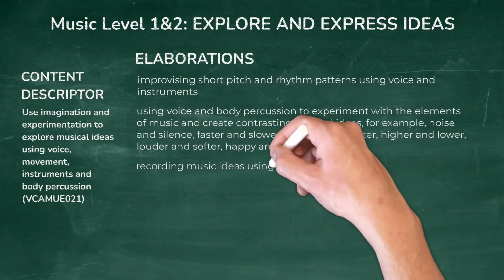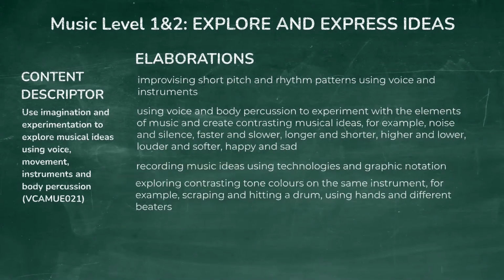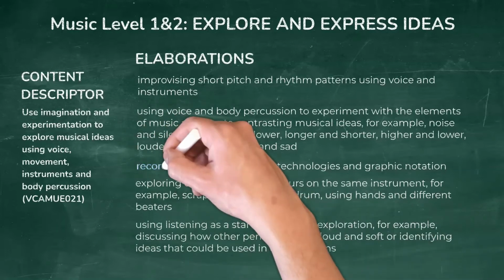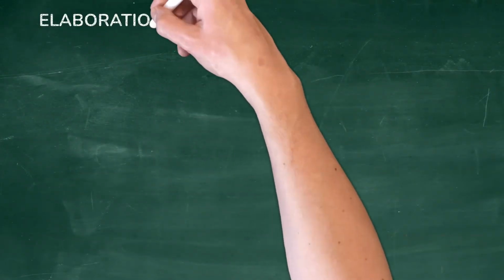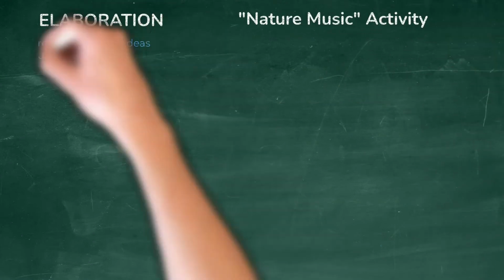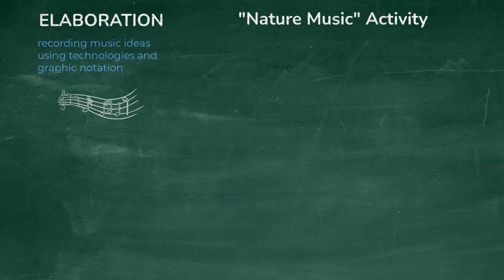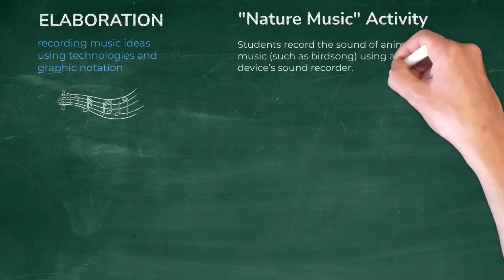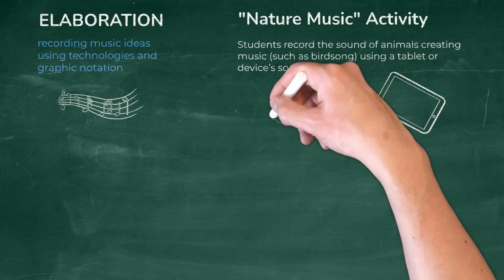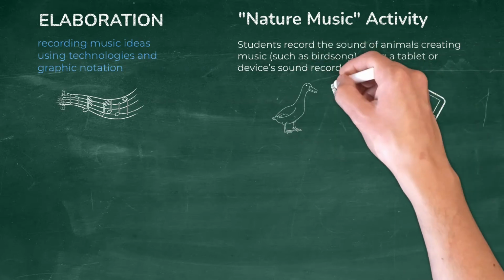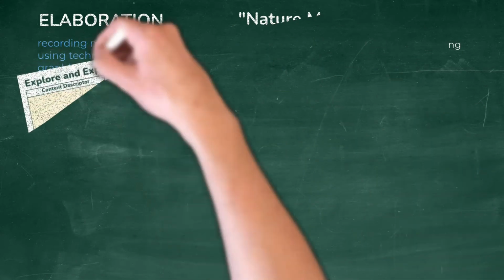Let's brainstorm what this might look like in the world of nature music. So use this one example: recording music ideas using technologies and graphic notation. An activity that could cover this example is students record the sound of animals creating music, such as birdsong, using a tablet or a device's sound recorder. So I'm going to brainstorm an activity for each of these elaborations. And then I will have a list of experiences and activities that I can use in my unit planning.